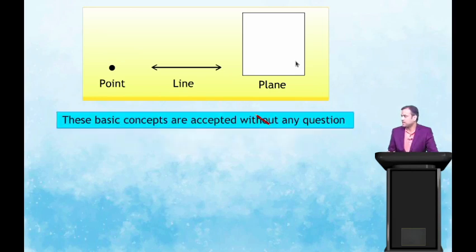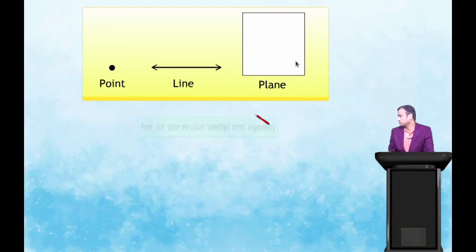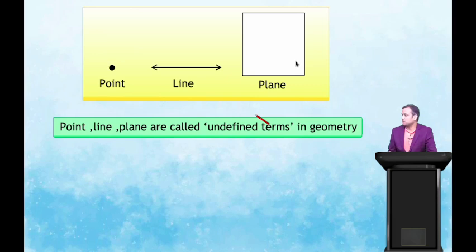Three basic concepts are accepted without any question. You can't question what is a point, why this is a point, why a point has no dimension. Without these questions, we have to accept these concepts because these are basic or fundamental. Point, line, and plane are called undefined terms in geometry.